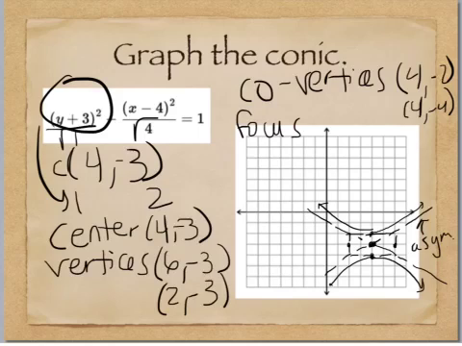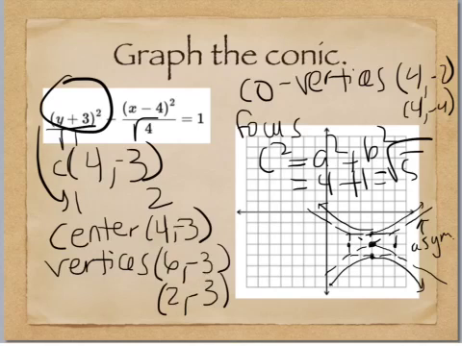Last thing we need is the focus. Remember, we use c squared equals a squared minus b squared. No, sorry, plus b squared. So we take 4 plus 1, which is 5. Take the square root of that, so about 2, between 2 and 3, closer to 2 than to 3. Right about there, and that's where our foci are.